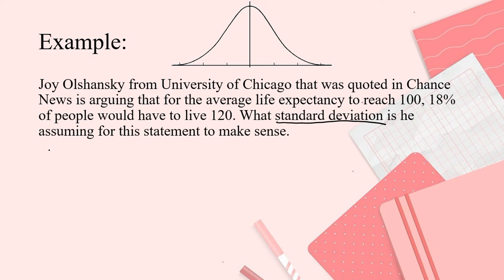So, paano mo naman yan siya ngayon kukunin? Susulat mo muna yung given. Ang sabi dito, 120. What would have to live 120? So, yung x mo ngayon ay 120, tapos ang sabi dito, average is 100. So, mean is 100. Okay, at sabi po dito, 18% of people would have to live 120. So, meaning po, 18%. Kung ito yung 50%, ang 18% po niyan ay mga nandito.